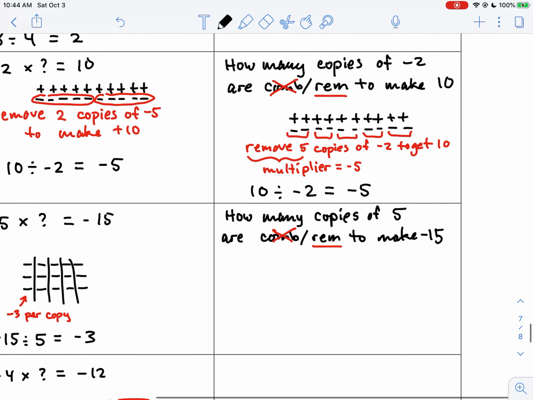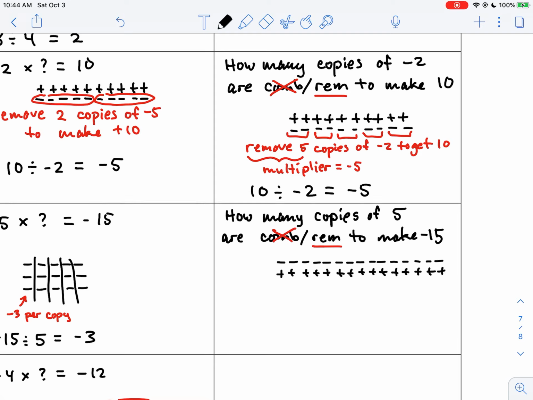Okay, so let's start with a representation of the negative. Well, let's do 15 negatives. 1, 2, 3, 4, 5. 1, 2, 3, 4, 5. 1, 2, 3, 4, 5. 15 positives. 1, 2, 3, 4, 5. 1, 2, 3, 4, 5. 1, 2, 3, 4, 5. And how many copies of 5 need to be removed to make negative 15?